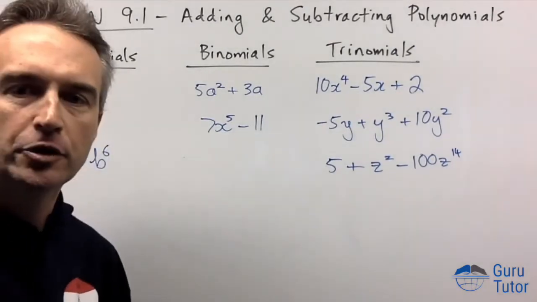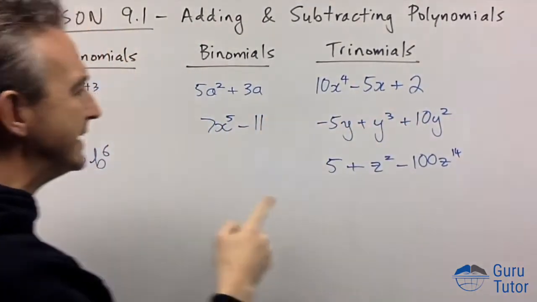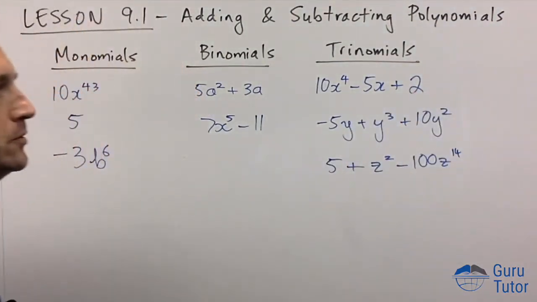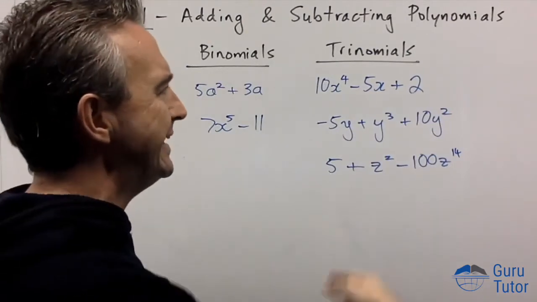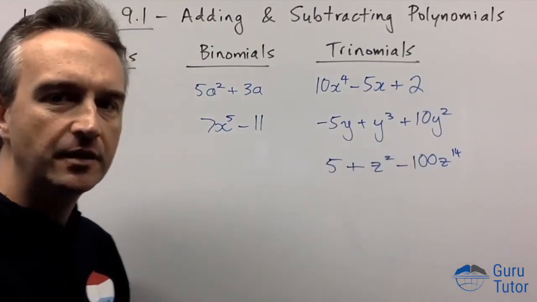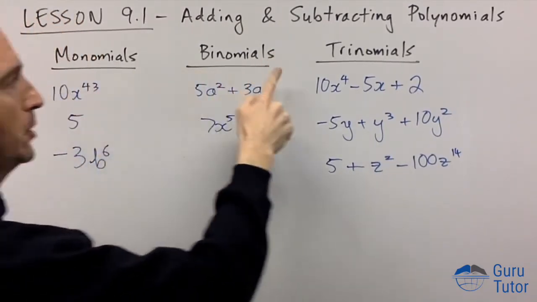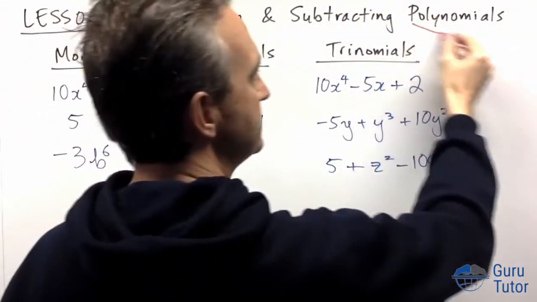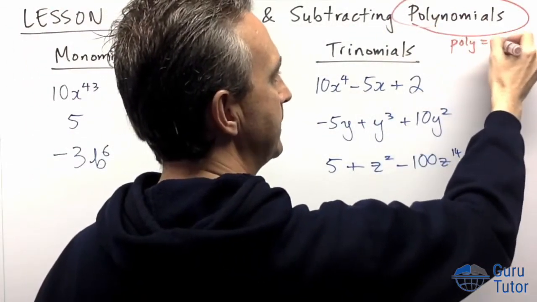Alright, so that's what a polynomial is. You've only got positive exponents, okay? Or you could have zero exponents. Remember, this is like 2x to the power of 0. So polynomials can only have positive exponents and no fractions in the exponents either. Alright, so that is what monomials, binomials, and trinomials are. And when we say polynomials, poly means many, right? Poly means many.